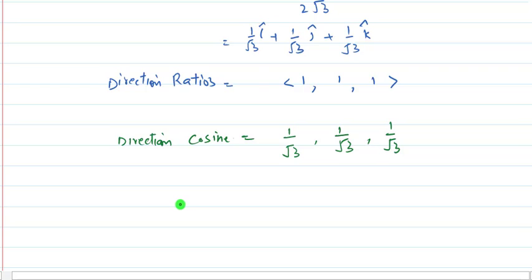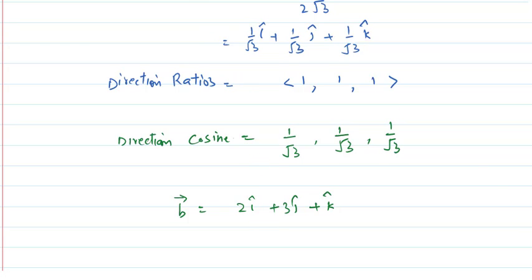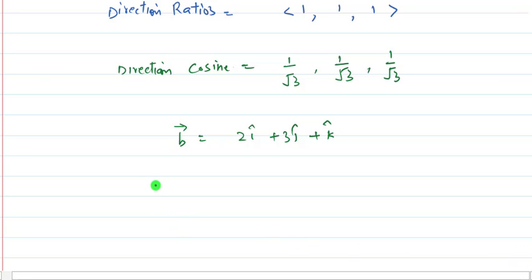One thing more I want to add over here. Suppose a vector B is given to you, say 2i cap plus 3j cap minus k cap, and the question is not that you need to calculate the unit vector B. The question is only that you need to calculate direction ratios and direction cosines. So what to do over here? You just need to find the direction ratios. The coefficients of i, j and k are the direction ratios, that is 2, 3, 1 are the direction ratios.